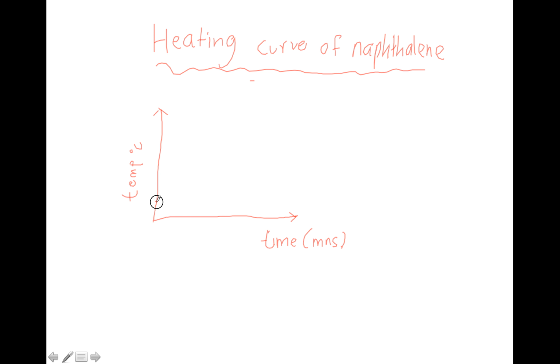Now, the temperature increases. So as time progresses, the graph goes like this. Now, what happens? The graph flattens out. Why does the graph flatten out? Because this is where the phase change occurs. This is where solid naphthalene becomes a liquid. Once it becomes a liquid, the temperature further increases. And then what happens? The graph flattens out. What happens when the graph flattens out? Liquid naphthalene becomes gas naphthalene. And then the temperature further increases.